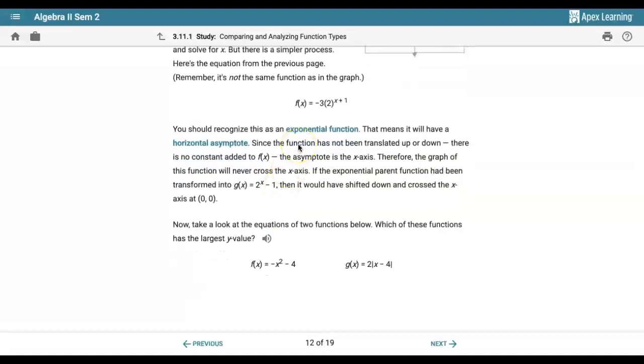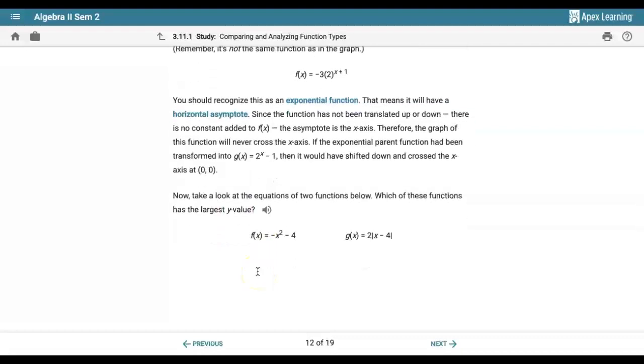So again, we can recognize that this is our exponential function, meaning a horizontal asymptote at the x-axis here. Now, something I want to point out is that if this had been a transformed graph, normally we'd have our horizontal asymptote at the x-axis, but if we had this -1, then we would have shifted the entire graph down by 1. We then would have had it cross the x-axis at 0, 0, because we would have shifted our asymptote.